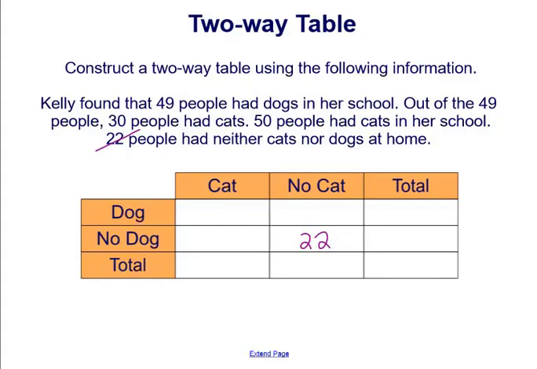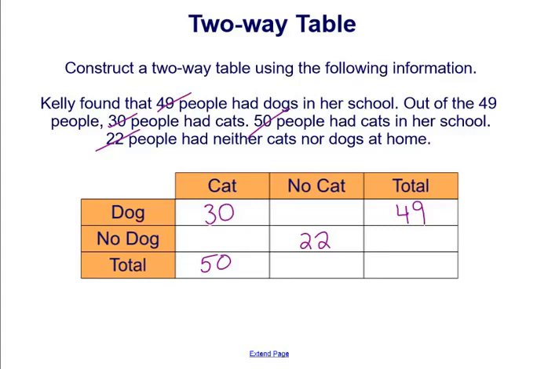We have that 49 people had dogs in her school, so the total of the dogs category is 49. We know out of the 49 people, 30 had cats also, so those would be people with dogs and cats, so that would be 30 in the dog and cat category. And then 50 people, for a total of 50, had cats, so we can put 50 in the total category. So there is our two-way table filled in with the information we do know.